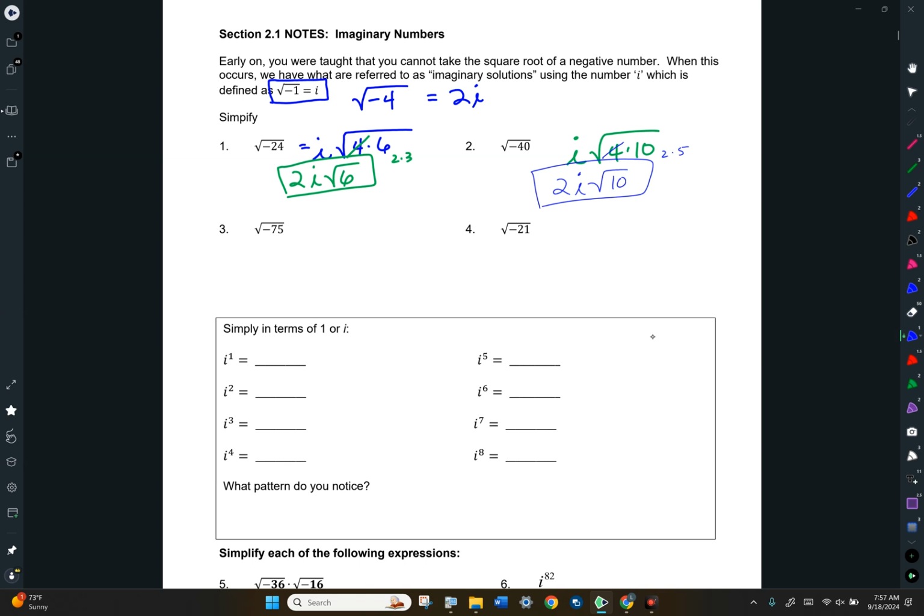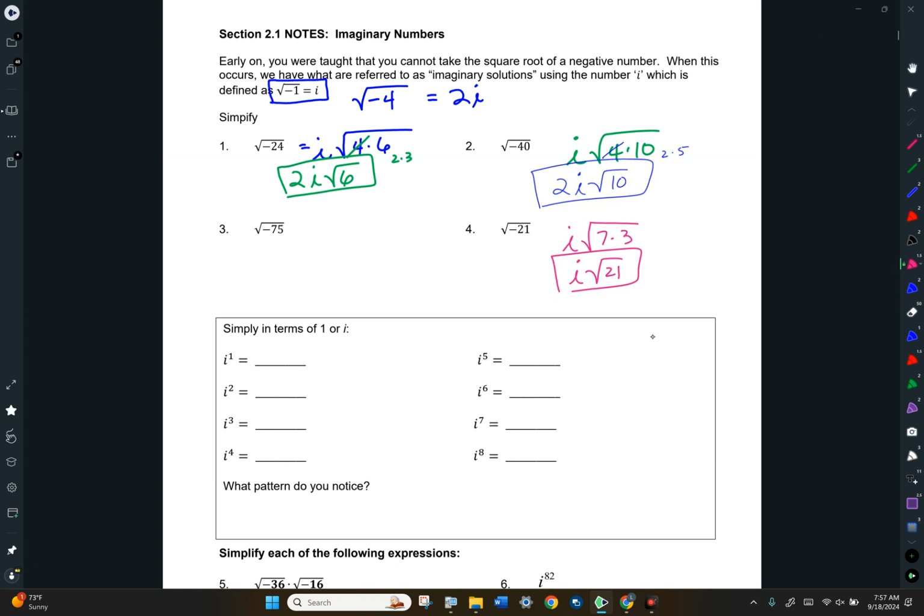Now, just to point out, on a problem like number 4, the negative can still come out as an i, and then you start to break down the 21, and you get 7 times 3, but nothing can come out. So it's okay if no numbers can come out. We would just leave this as i times the square root of 21.